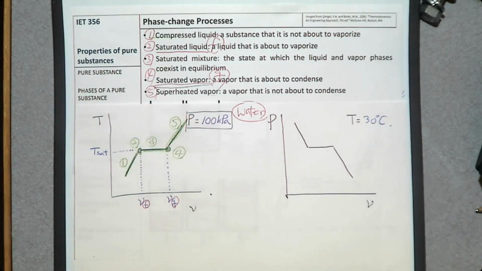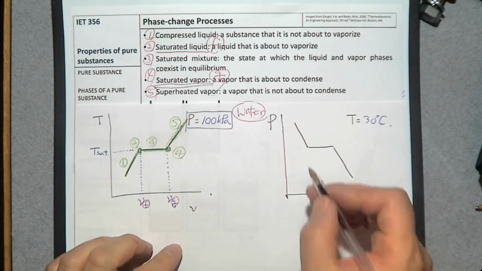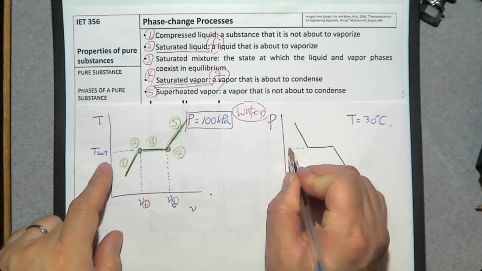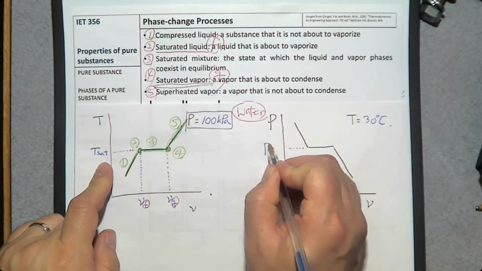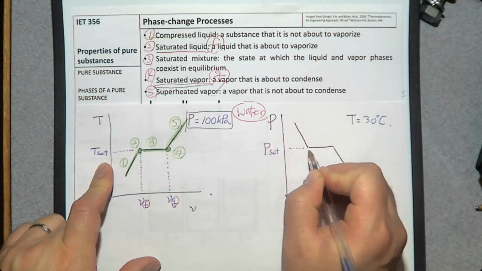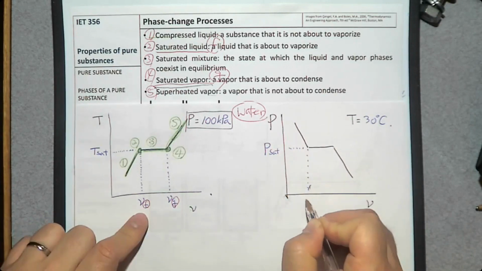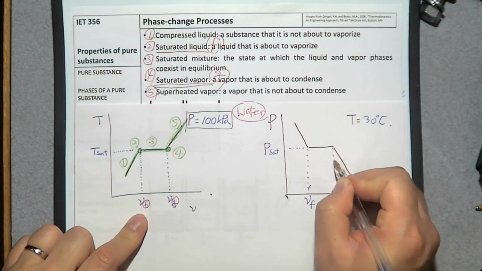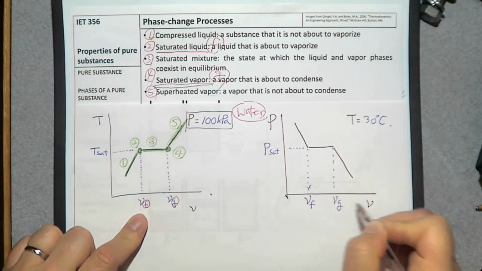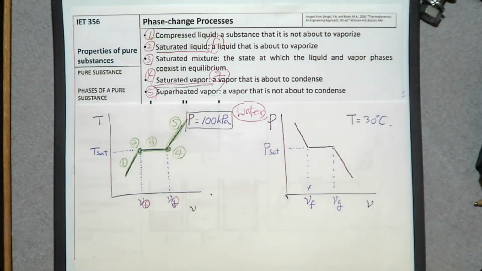And there are three properties that you need to know to complete this P-v diagram. They are similar to this one. Not T sat, it's going to be P sat. This one is the same, vf. This one is vg.